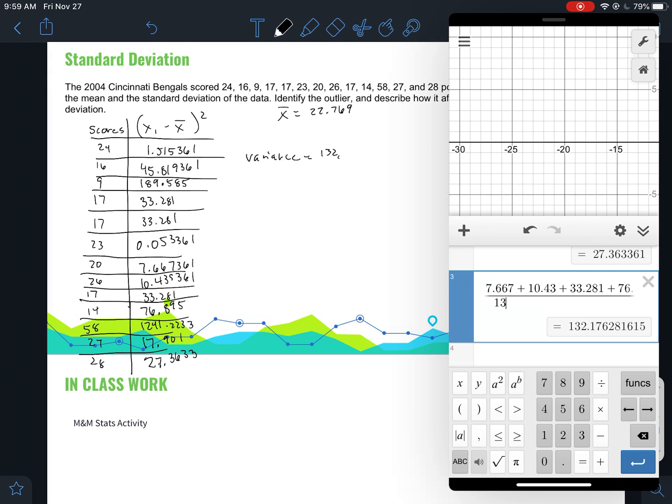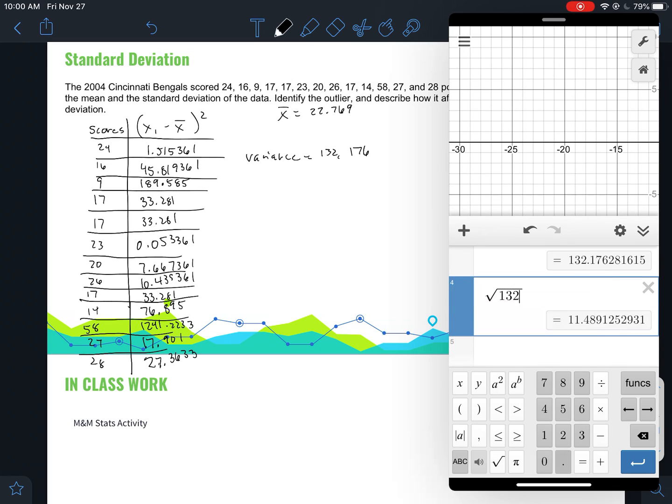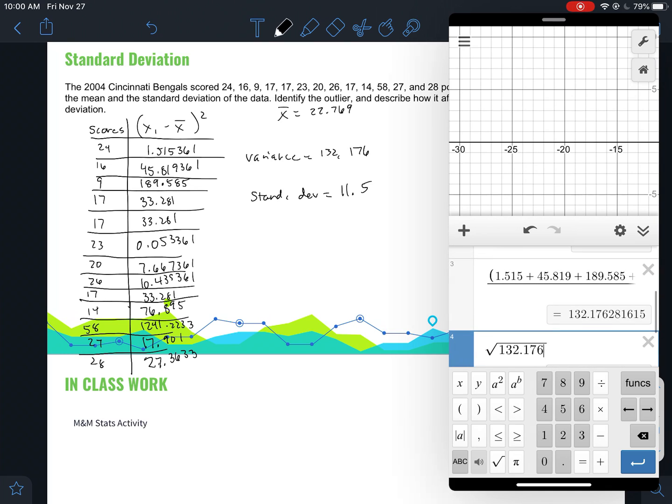So our variance is going to be 132.176, and then if you take the square root of 132.176, my standard deviation is going to be 11.5. So it looked like in 2004, the Cincinnati Bengals scored on average 22 points, give or take 11.5 points, which is a huge spread of data. But they had that outlier. In that one game, they scored 58 points, which is an outlier.